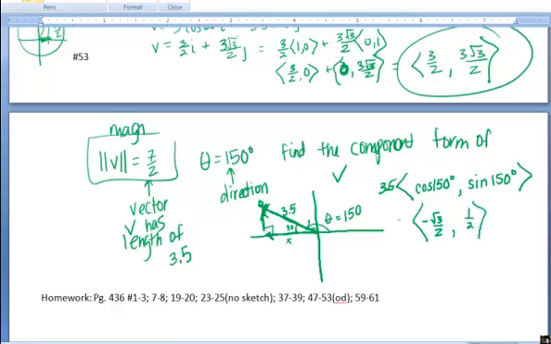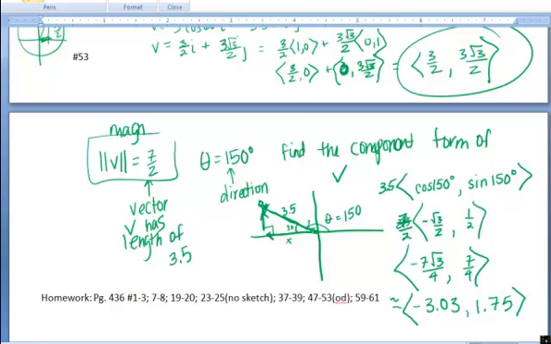Now if you go ahead and take 3.5, actually, I'm sorry, it's better to use 7 over 2 at that point. So this is going to be 7 times negative square root of 3 over 4, comma, 7 over 4, which is approximately negative 3.03, comma, 1.75. So that right there is saying you would have to go back negative 3.03 and up 1.75 to get to that point that's going to have the length of 3.5 with an angle of 30, or in other words 150 degrees, opening from standard form.